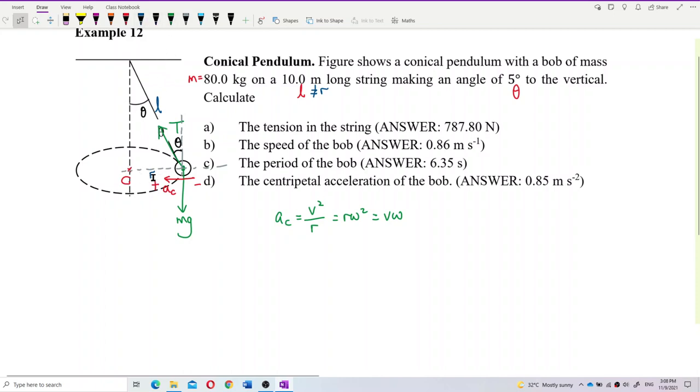Remember, this is a right angle triangle. We see that. So we can say it is like a right angle triangle, and this is the theta. This is the length. What is the R here? Very simple, isn't it? So we can find the R here by using what?